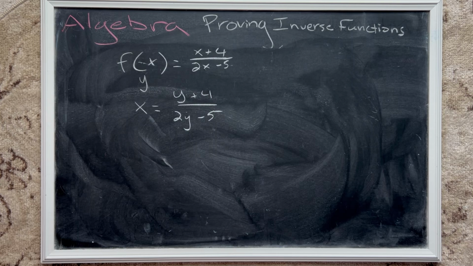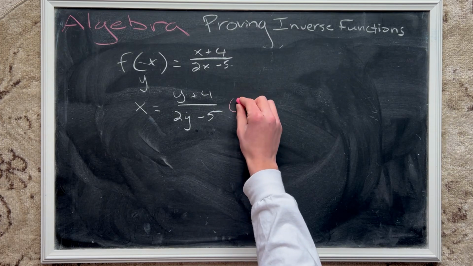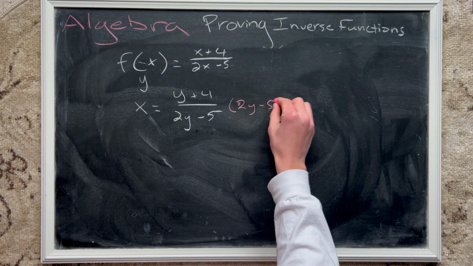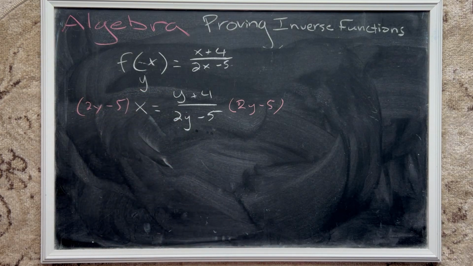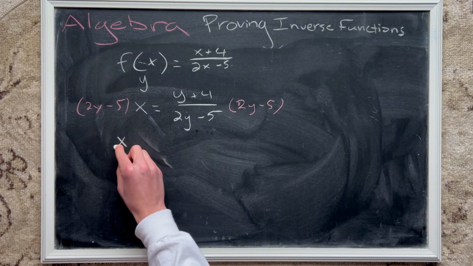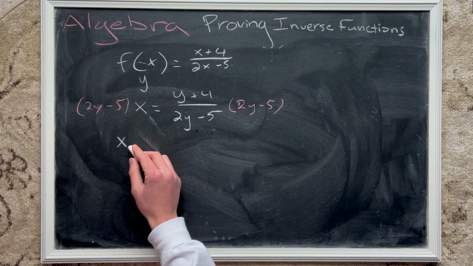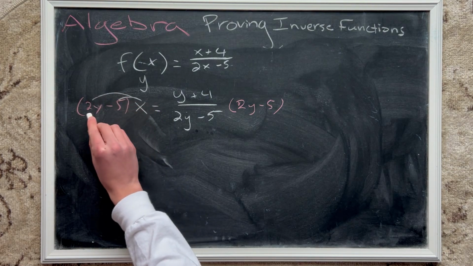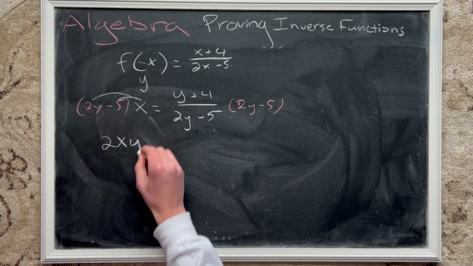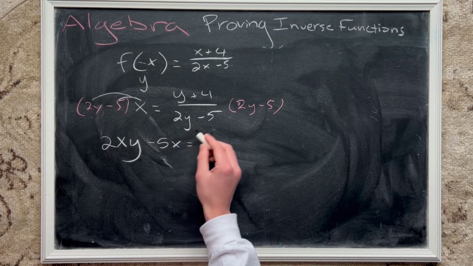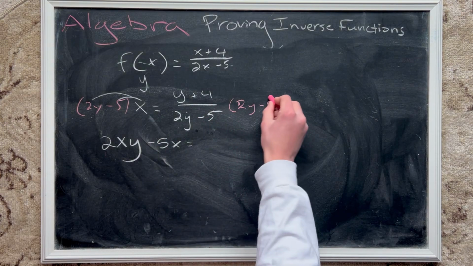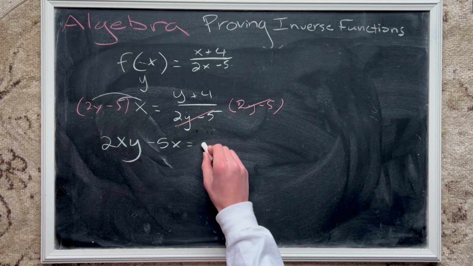And then we're going to begin to isolate that y. So the first thing we see is division here. So to cancel that out, we're going to multiply by 2y minus 5. Then we're going to have to do the same thing to the other side. So we get x times 2y minus 5, which we're going to distribute that x. So 2xy minus 5x is equal to, and then these are going to cancel, leaving us with just y plus 4.